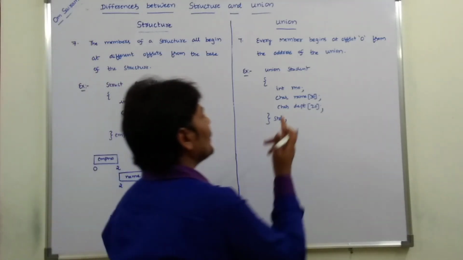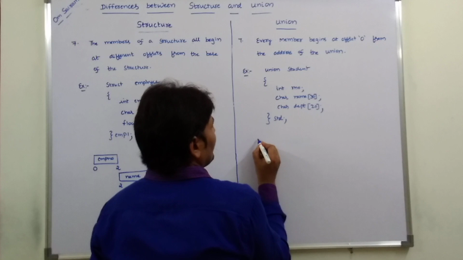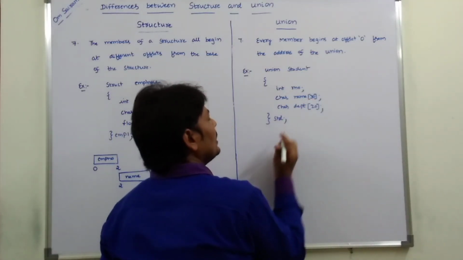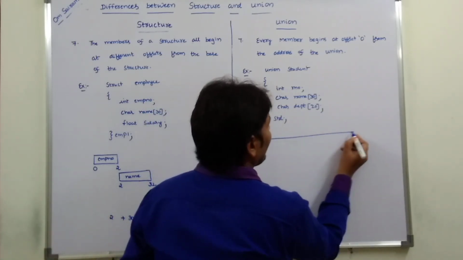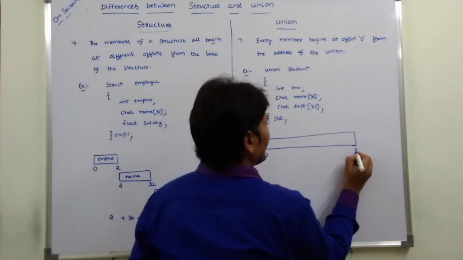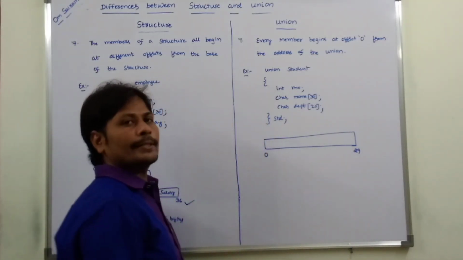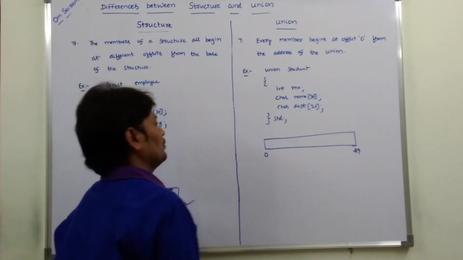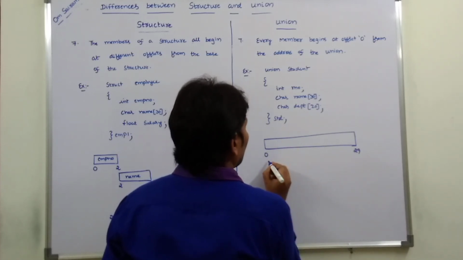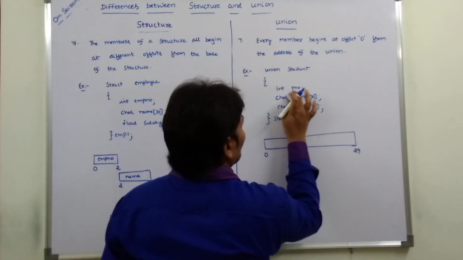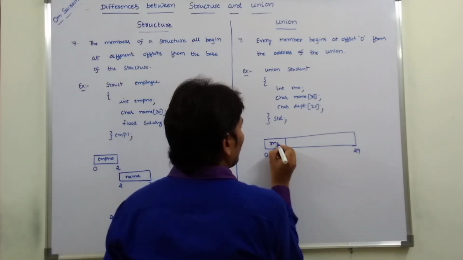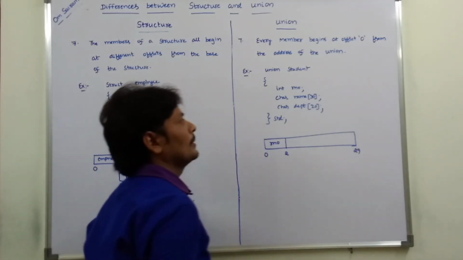But in the case of union, okay, what is the largest member? So that is 30 into 1, that is 30 bytes of memory is allocated. So that is 0 to 29. 30 bytes of memory is allocated. Okay, so in this one, roll number occupies 2 bytes. So this is roll number, which occupies 2 bytes.